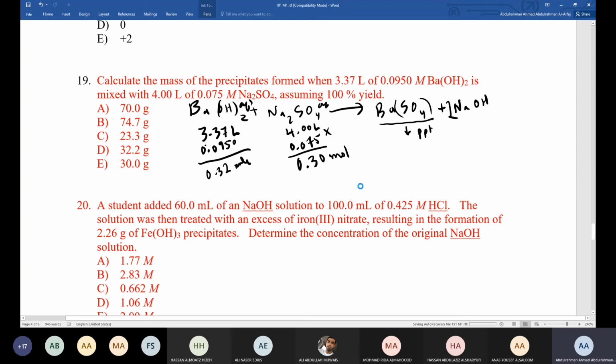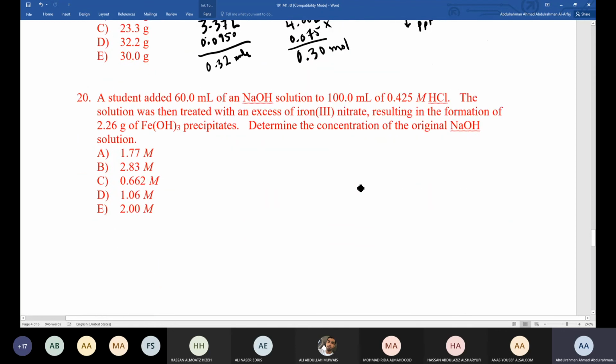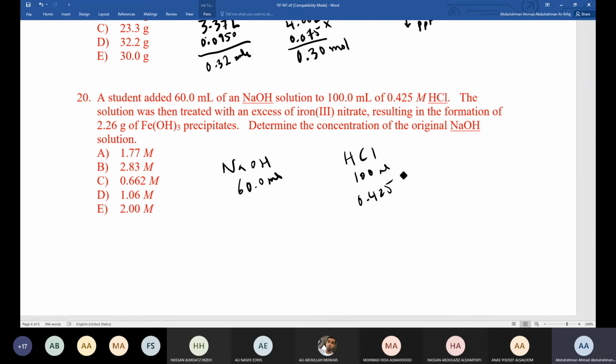A student added 60 milliliter of an NaOH. Okay, it is back now. We can move it. A student added 60 milliliter of NaOH solution to 100 milliliter. So NaOH and HCl, and this one is 60 milliliter, and this one is 100 milliliter with the concentration of 0.425.